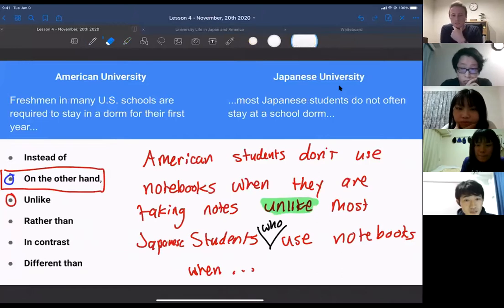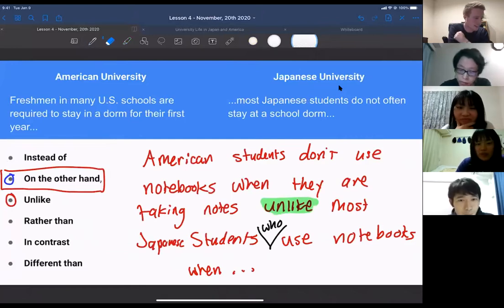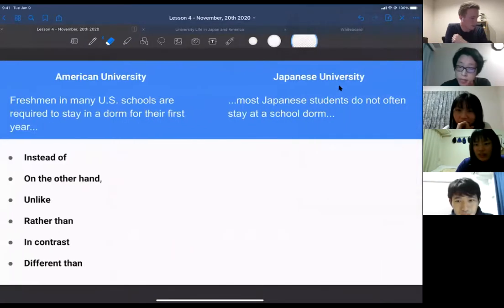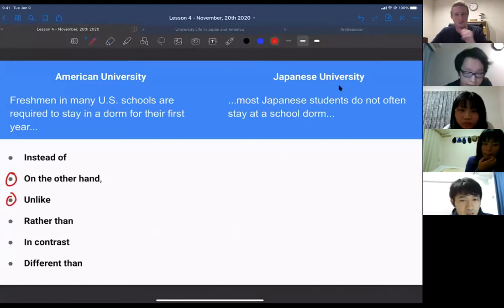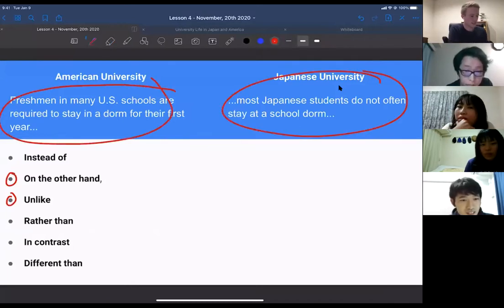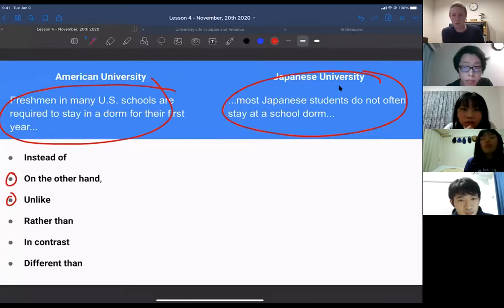Let's try one more, only one more. Does someone else want to try? No? I wonder if I can add this same page again. Yeah, perfect. All right, so we did unlike and on the other hand. Let's get one more person. Just try. If you can use this and this. American students stay in dorms, Japanese students don't stay in dorms. Try to use these ideas with one of these words. Just to make English.